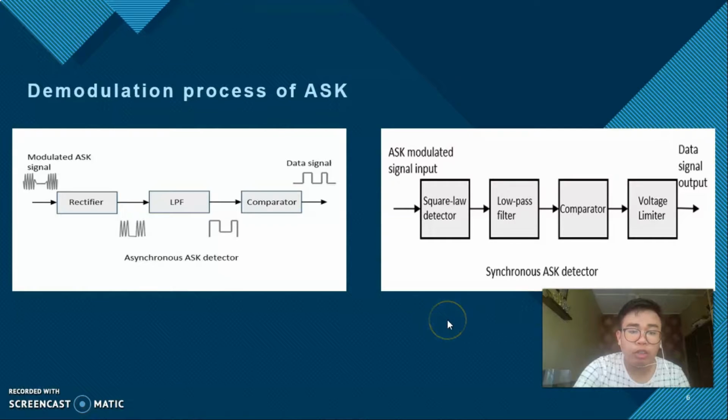We have two demodulation processes, which are the synchronous ASK detector and the asynchronous ASK detector. For the synchronous ASK detector, we will use a rectifier, LPF, and comparator to produce the data signal. For the asynchronous ASK detector, we have a square law detector, low pass filter, comparator, and also a voltage limiter. These two processes change the ASK signal back to the data signal input.